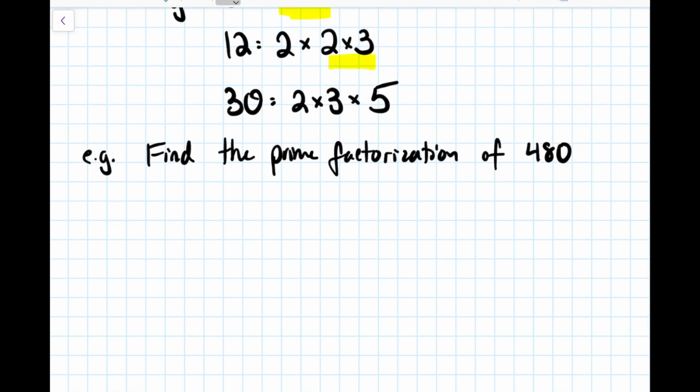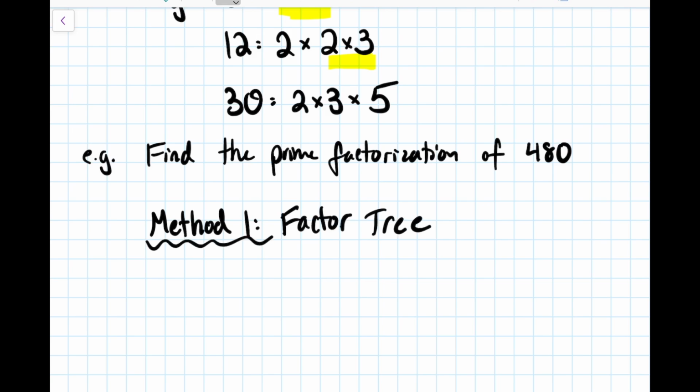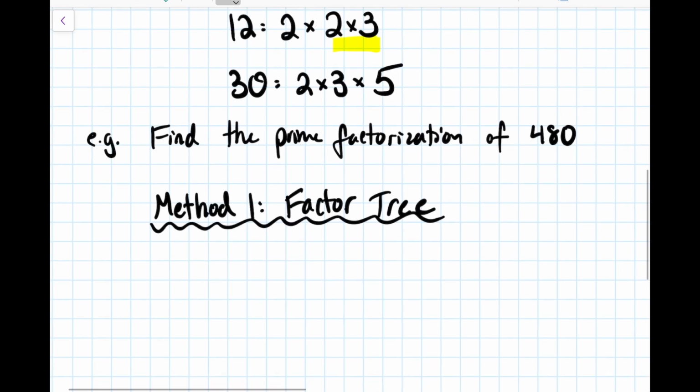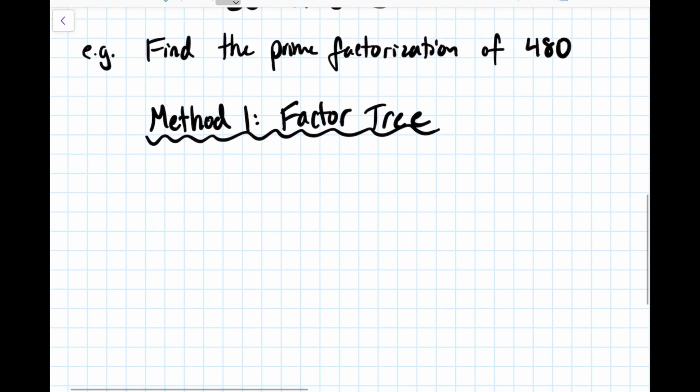So we're going to have two methods. They're basically the same thing, just representing in different ways. So our first method is one that you should be very familiar with from the past, and that is a factor tree. So to make a factor tree, what we're going to do is we're going to take our number, and we're going to write it down. So that's step 1, write the number. It's a very difficult step.